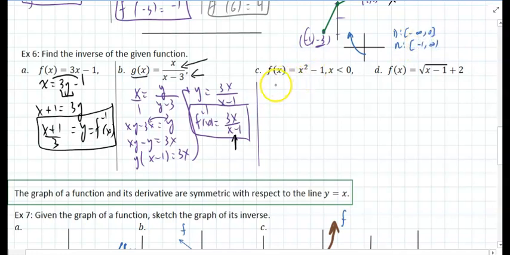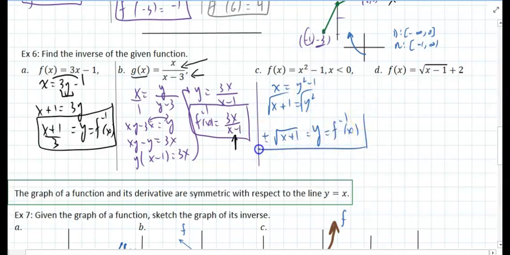Well, if I switch x with y, add 1 to both sides, and square root both sides, I run into a small dilemma. That's not 1-to-1. Well, that's why it's important to look at the range of the original must be the domain, and the domain of the original will become the range.